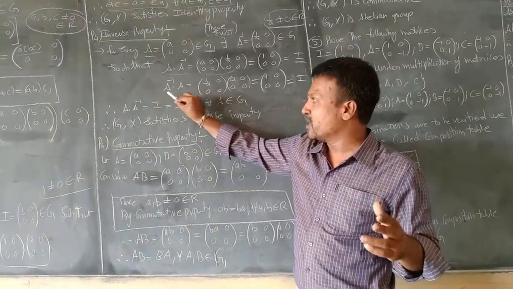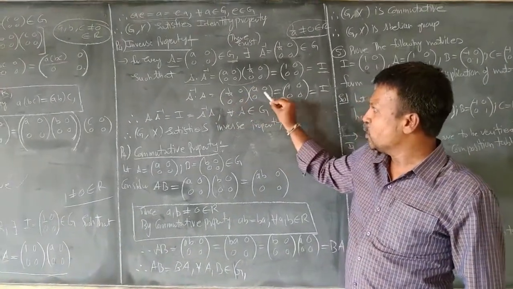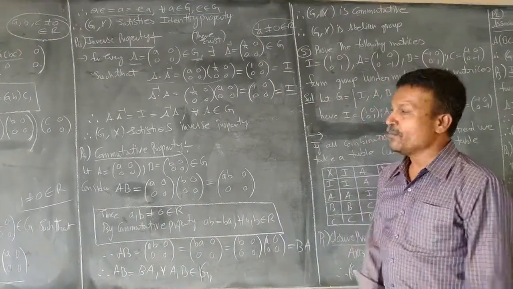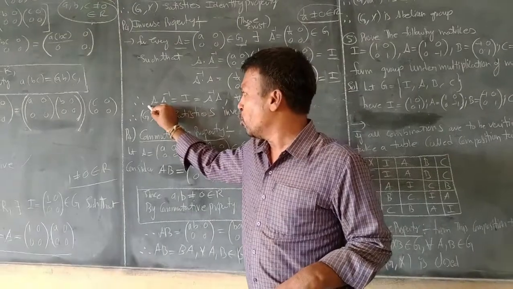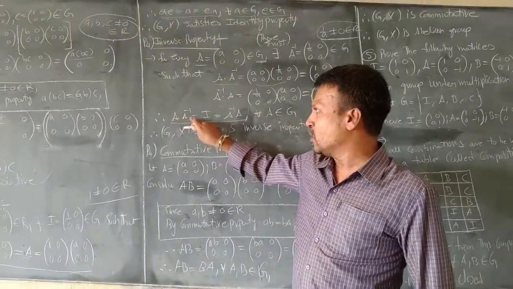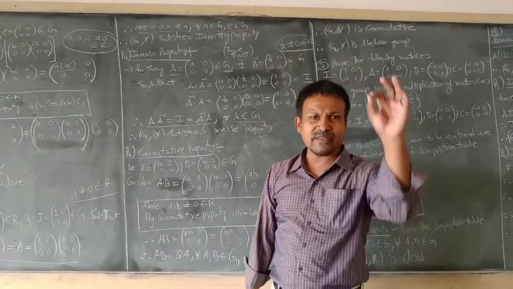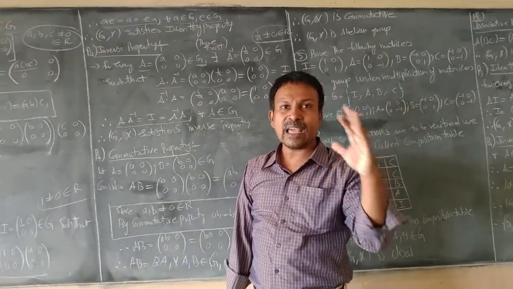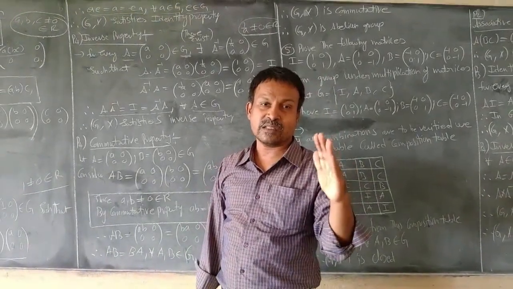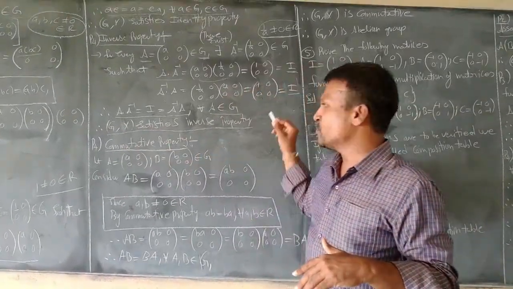And if I verify in reverse order, A inverse into A is again [1 0; 0 0], which is again equal to capital I. Therefore, here we have proved the inverse property which states that capital A into A inverse is equal to I is equal to A inverse into capital A for every A belonging to G. Therefore, for any matrix capital A in the set of matrices G there exists A inverse. Therefore here we can conclude that G comma into satisfies the inverse property.